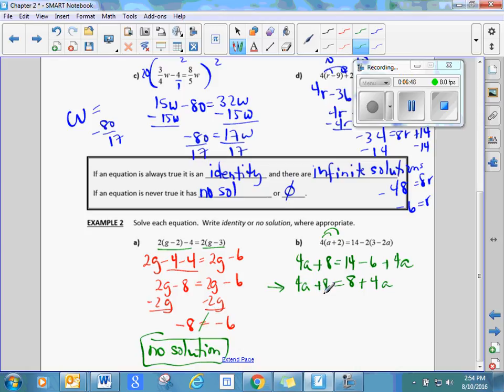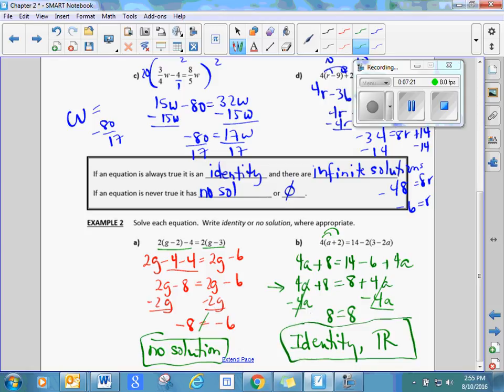But let's say you don't notice it. Let's say you want to subtract 4a to get those a's together. Again, the a's cancel out, and you end up with 8 equals 8. That is a true statement. That will forever be true. That means that any number that you put in for a on both sides of the equal sign is going to make a true statement. So this is an identity. And we also sometimes say that all real numbers are the solution, meaning any number will solve this equation successfully.